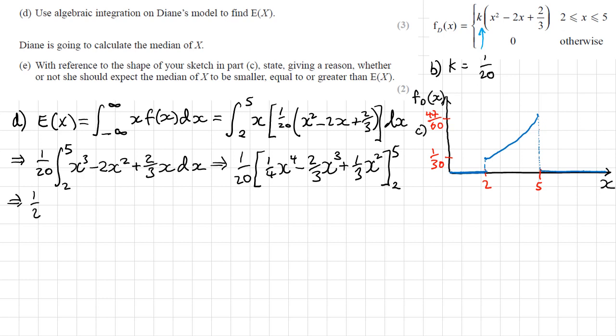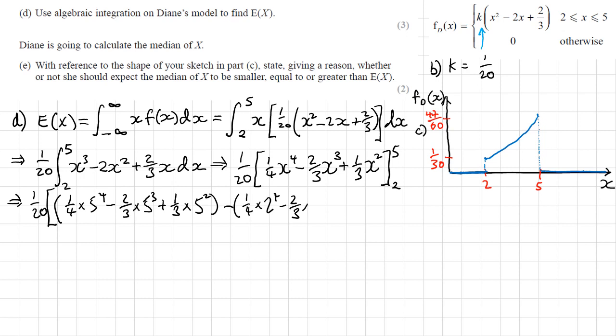So 1 over 20, and we'll put the 5 in first. It's 1/4 times 5 to the power 4 minus 2/3 times 5 cubed plus 1/3 times by 5 squared, and then minus 1/4 times 2 to the power 4 minus 2/3 times by 2 cubed. That doesn't look like a 4, does it? Let's do that again. Plus 1/3 times by 2 squared.